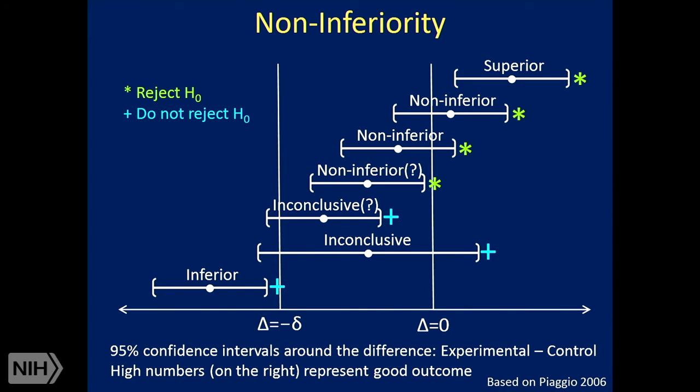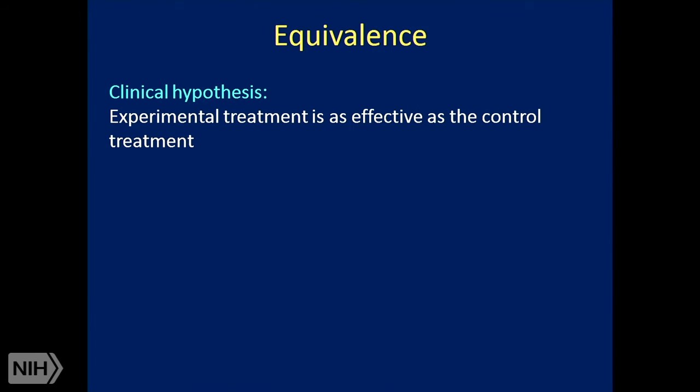H0 says that it is inferior, and so you reject it. And if you are the other three possibilities, you do not reject H0. And equivalence basically says if you want to compare two medications that are out there, maybe one is expensive, one is cheap, maybe you have a generic, and you just want to show that they are just about the same. So you talk about equivalence.